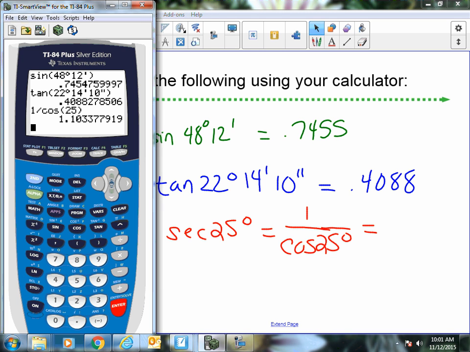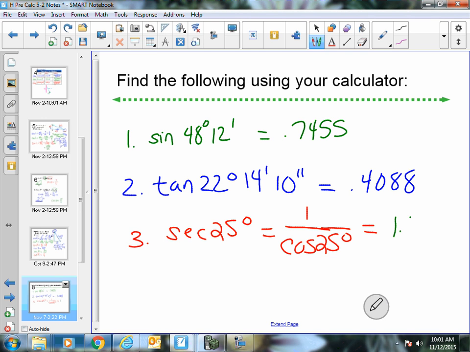Notice if it's just in degrees, not degrees, minutes, seconds, I just typed the 25, I didn't put the degree symbol. That's because the mode of your calculator is already in degrees. So if you don't have degrees, minutes, seconds, you don't have to put the degree symbol. If it's just a whole number of degrees, totally fine. So we'd have 1.1034. And that's rounded to 4 places. So just being able to make sure that you can type in the values that you need.